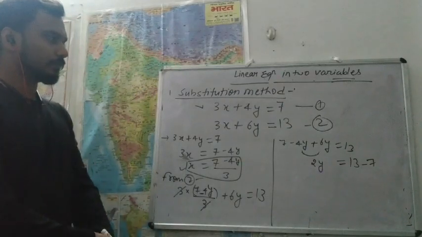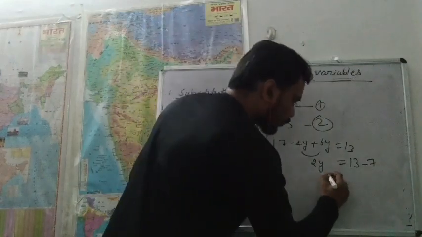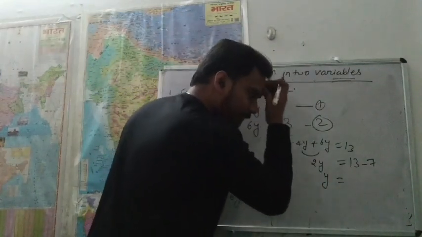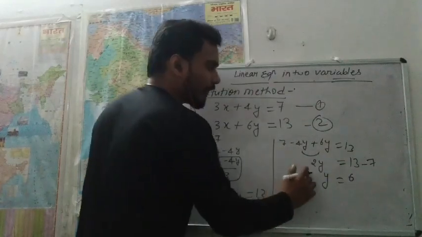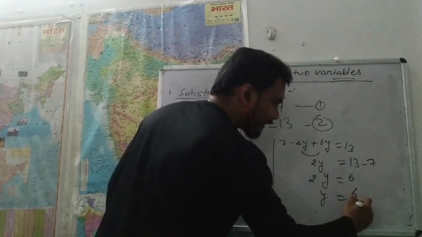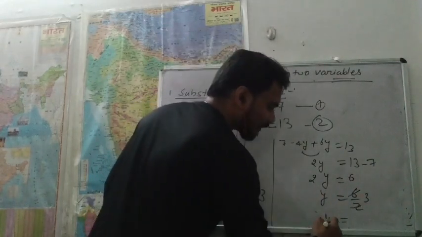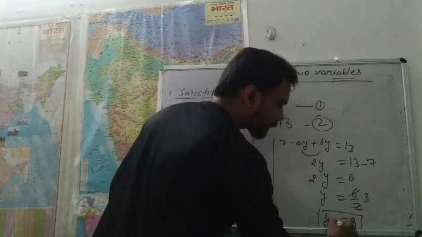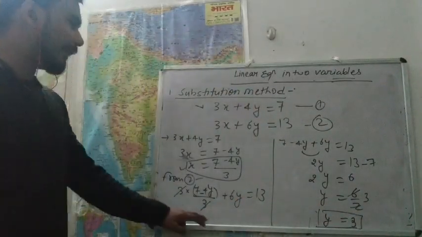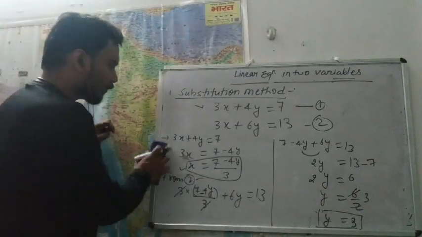Clear? So from here, 2y = 30 - 7, which is 23, and from here y = 23 upon 2. So we have the value of y. Now moving to the next.